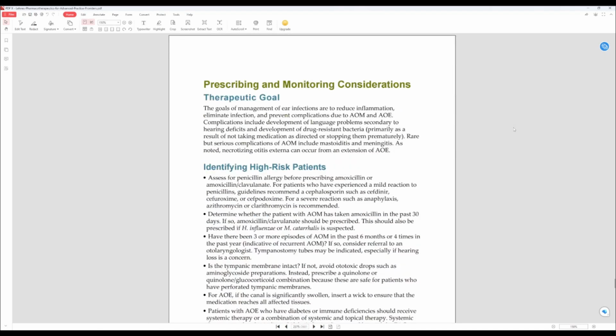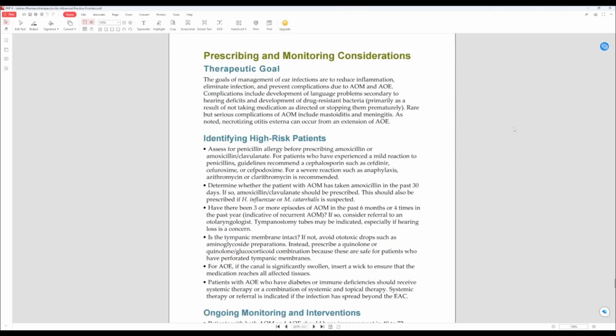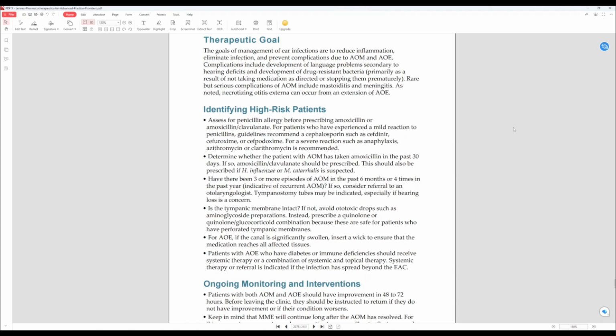So, prescribing and monitoring considerations. The therapeutic goal: the goal of management of ear infections is to reduce inflammation, eliminate the infection, and prevent complications due to either AOM or AOE. Complications again include the development of language problems, secondary to hearing deficits, and development of drug-resistant bacteria. Rare but serious complications of AOM include mastoiditis and meningitis. Again, as noted, necrotizing otitis externa can occur from an extension of AOE.